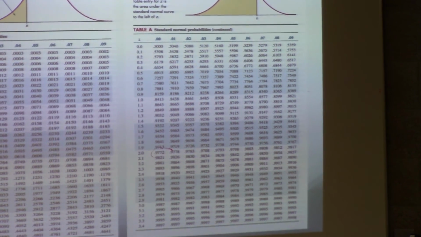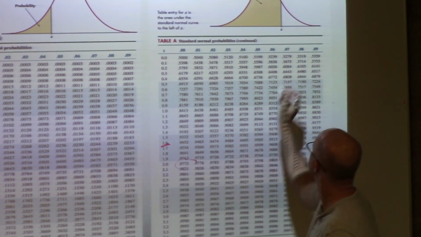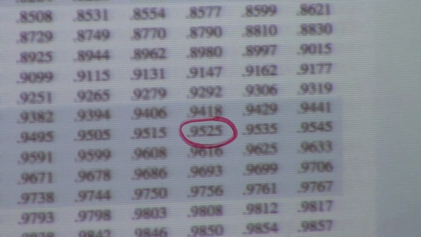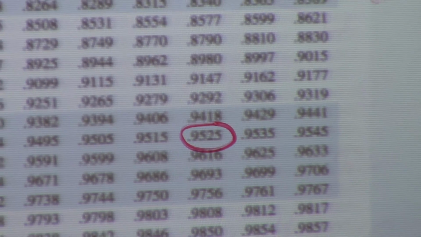What about Bobby? Bobby had a z-score of 1.67. So look for 1.6. Look for 0.07. They meet right here. 0.9525. About 95th percentile for Bobby. So we're confirming what we just found.